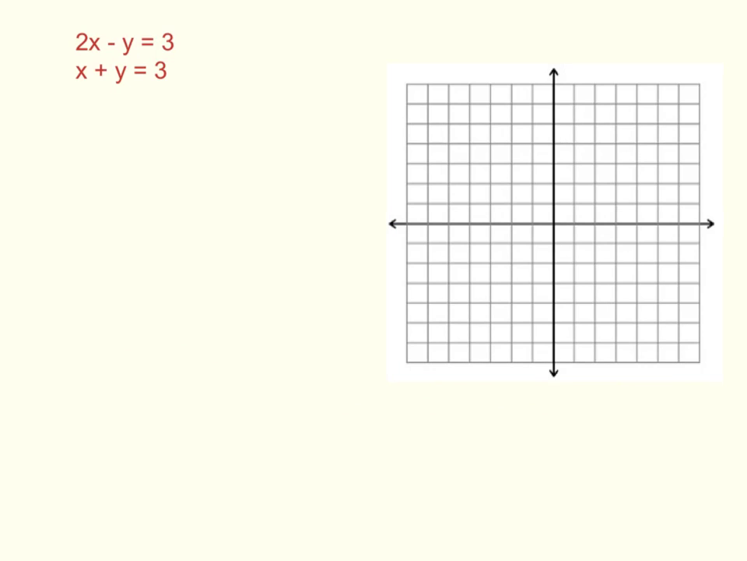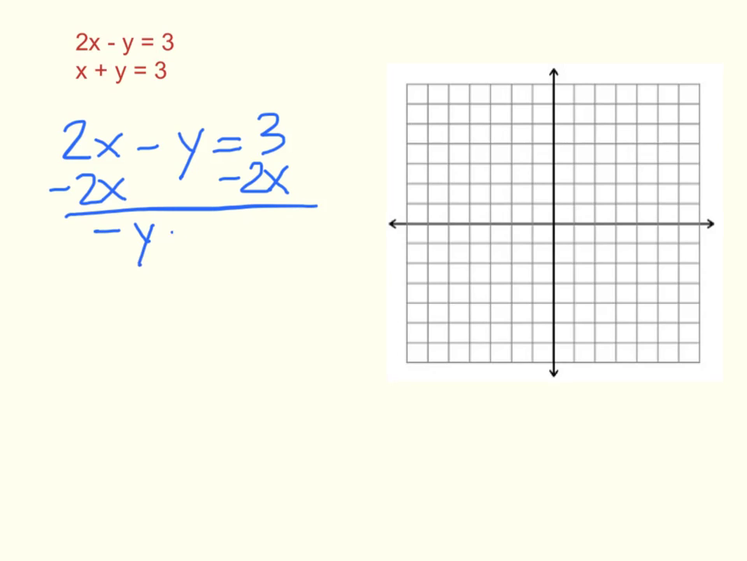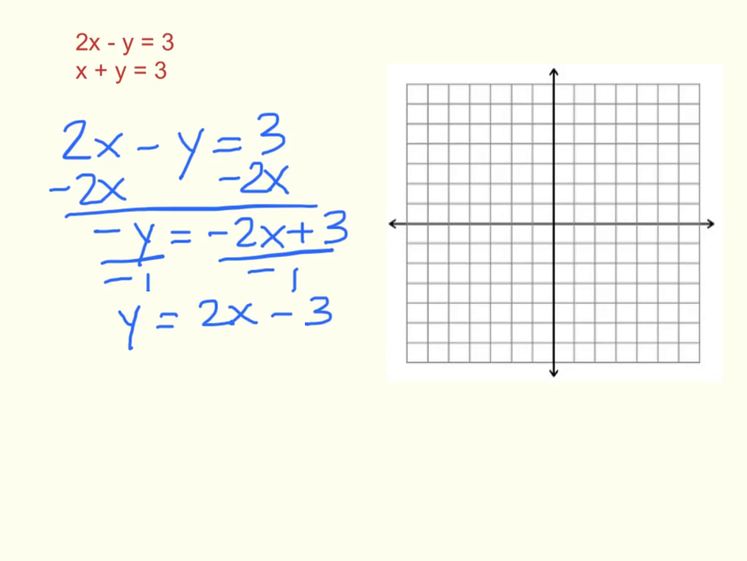Our first example is 2x minus y equals 3 and x plus y equals 3. We're going to first graph 2x minus y equals 3. In order to do that, I need to get y by itself, so I'm going to subtract 2x. I have negative y equals negative 2x plus 3 because I'm putting it in slope-intercept form, y equals mx plus b. Then I need to get rid of the negative in front of the y, so I'm going to divide everything by negative 1. So I get y equals 2x minus 3. Becomes a minus because I have to distribute the negative into both terms in my numerator.